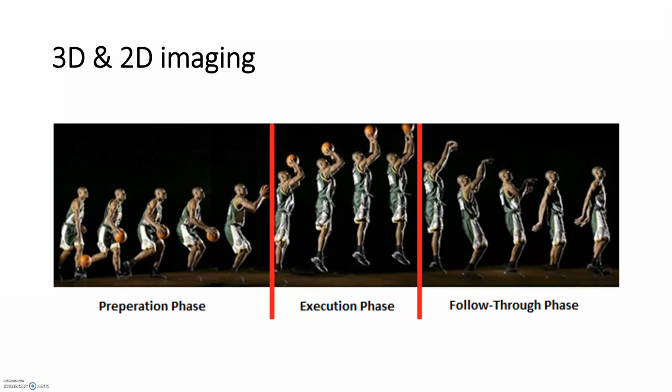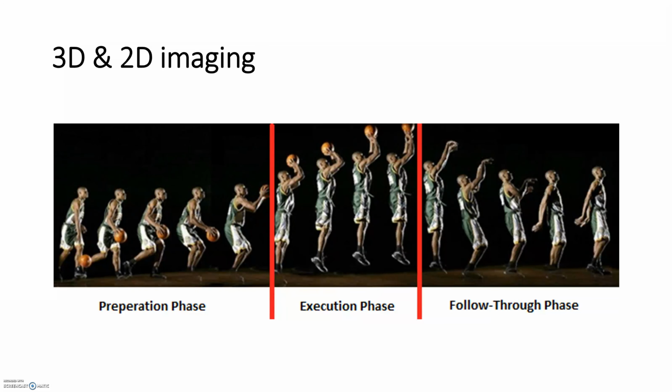An elite basketballer would use 3D imaging, especially when doing a skill like shooting, as shown on the screen. This is because it will highlight their specific movements and what they're doing well and their weaknesses, which can be worked on in order to make their performance better.